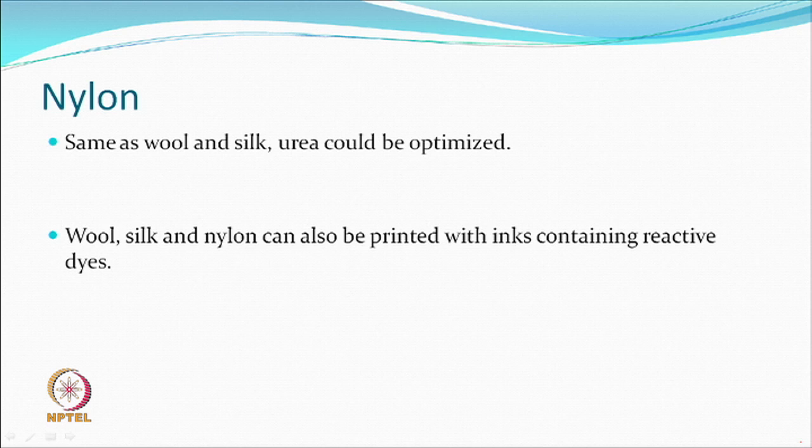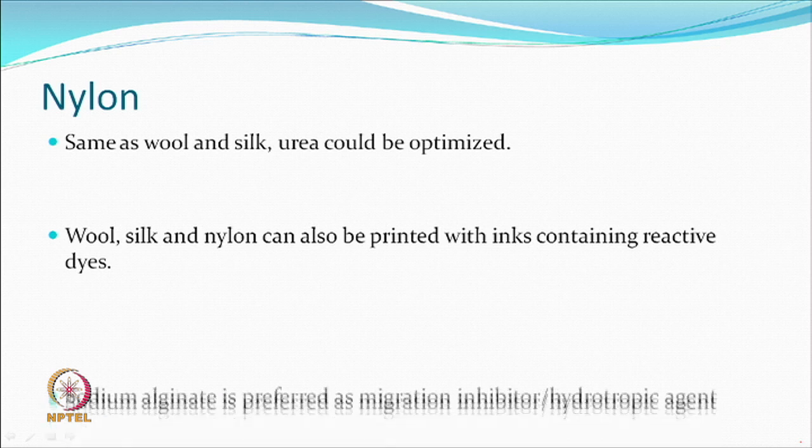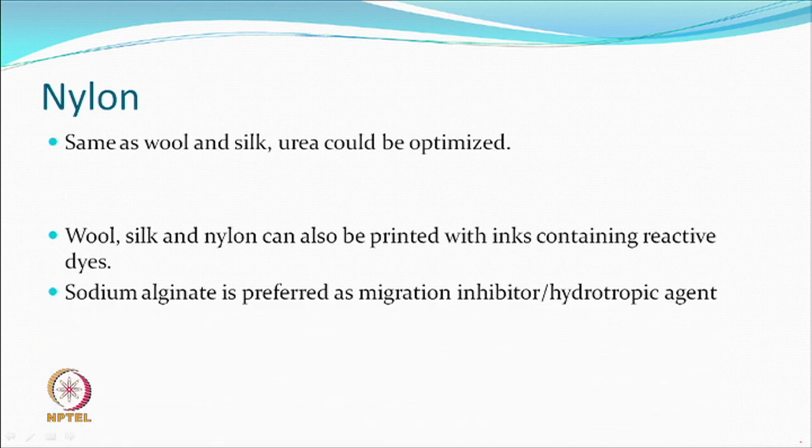So, wool, silk, nylon can also be printed with inks containing reactive dyes. So, you do a pre-treatment with them. If you use reactive dye, then alginate will have to be used, which you can call a migration inhibitor. Ink will not be allowed to go beyond the boundaries, and so like whatever reason you had for using this on cotton reactive.